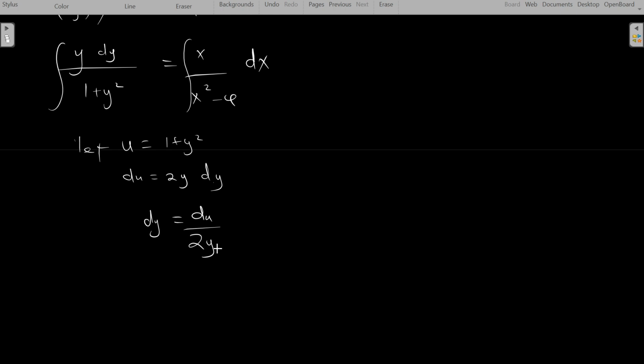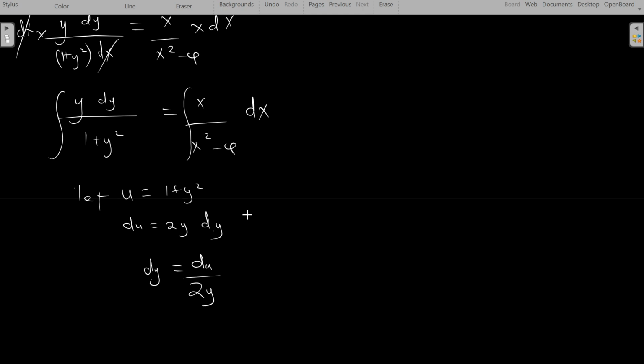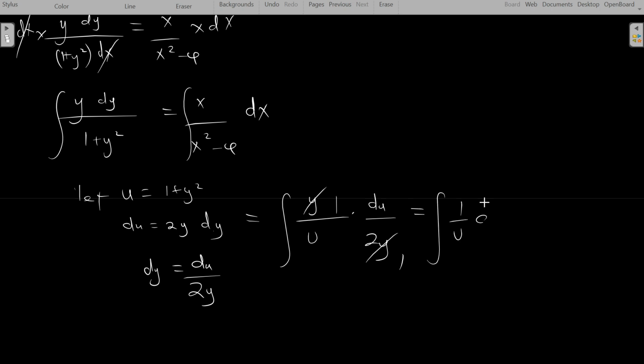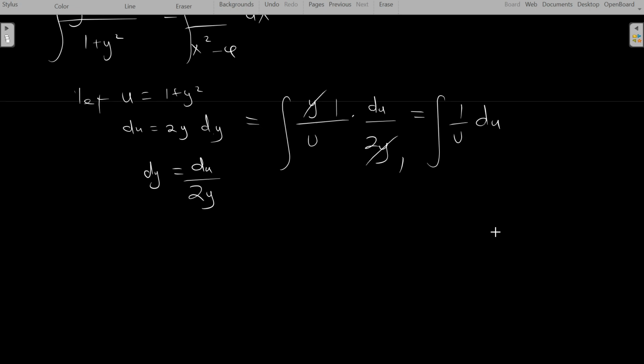Now substituting this back into the integral, it's the integral of y divided by u multiplied by what's my dy? It's du upon 2y. As you can see, this y cancels with this y. Now I'll remain with the integral of 1 over u du. Taking this integral, this is simply the ln of u.